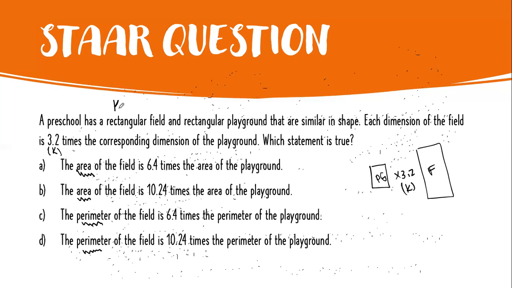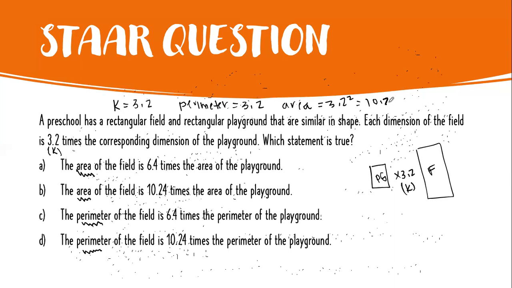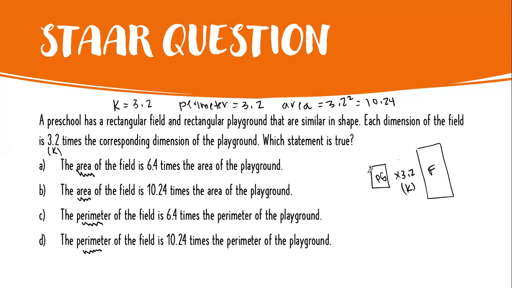So if I know that K equals 3.2, the perimeter ratio should also be what? 3.2. And the area ratio should be what? 3.2 squared, which is 6.4. Right? No, 10.24. So 3.2 times 3.2 is 10.24. So remember, you do get a calculator. You're multiplying 3.2 times 2 is 6.4, but 3.2 squared, 3.2 times 3.2 is 10.24.